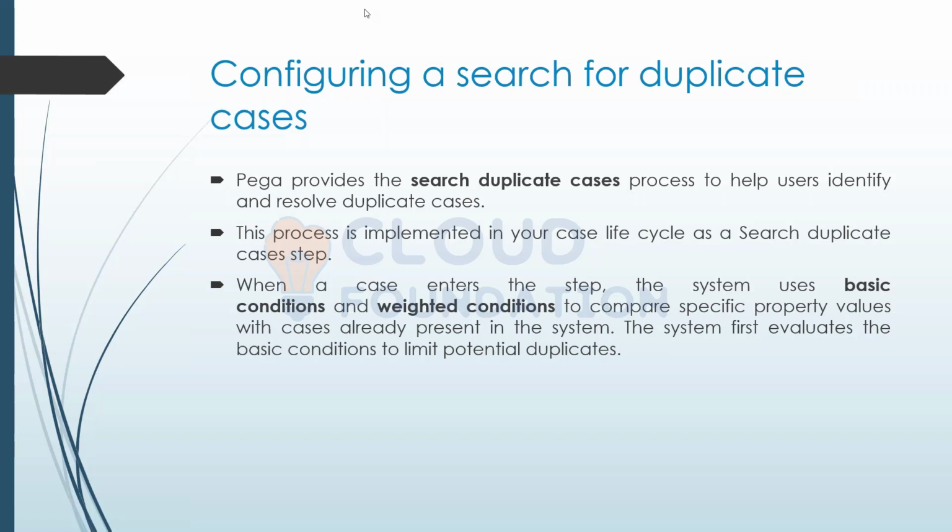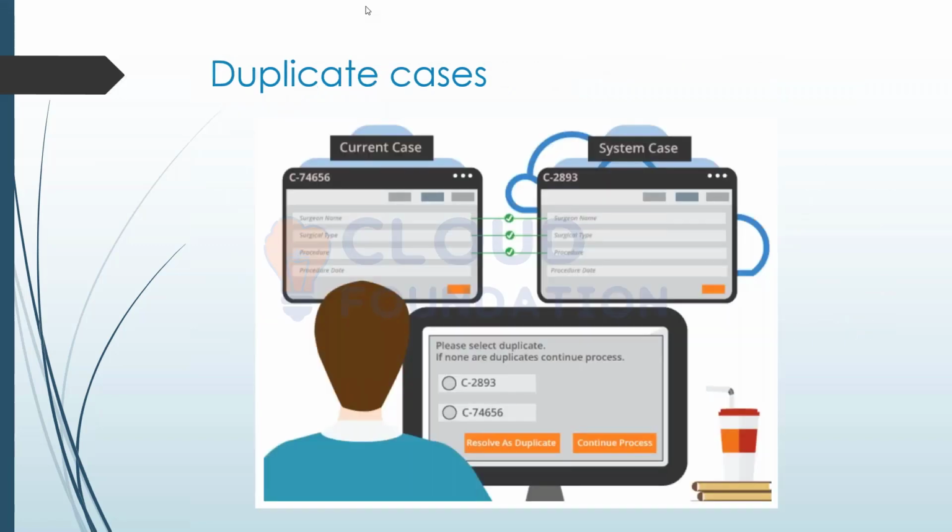Let's go ahead. We'll see how this is going to happen. This is a quick illustration of how you can find the duplicate cases. Yes, I've given all my weighted conditions, standard, basic conditions, all of it. But the system is not going to decide. It's just going to show us that this might be a potential duplicate. Remember this term, potential duplicate.